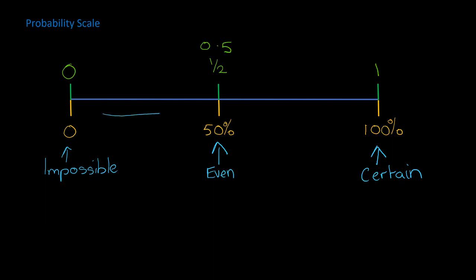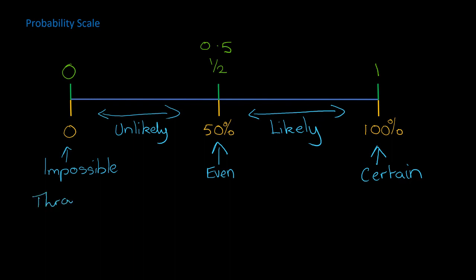So anything that's in this region here would be described as being unlikely. And in this region here, it would be described as being likely. So let's just add in some examples of each of these. So something that's impossible, you can't throw a dice and get 10, not your normal dice anyway.